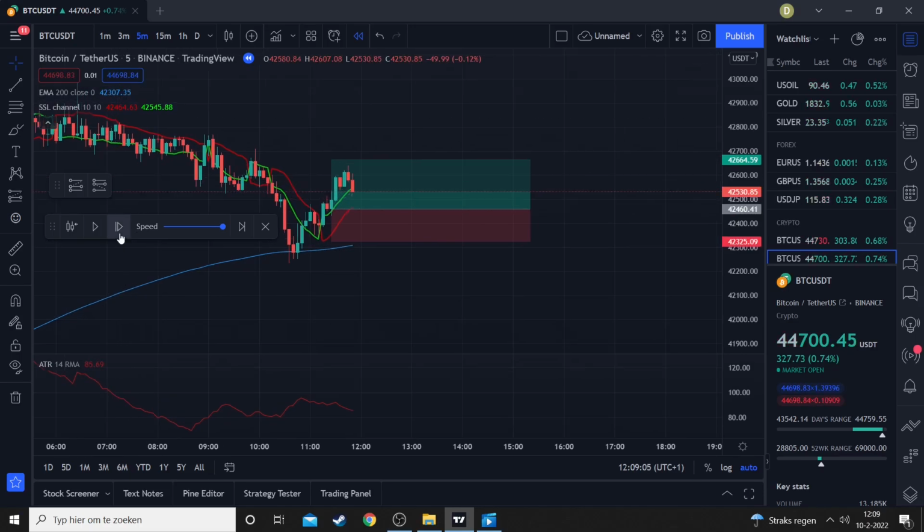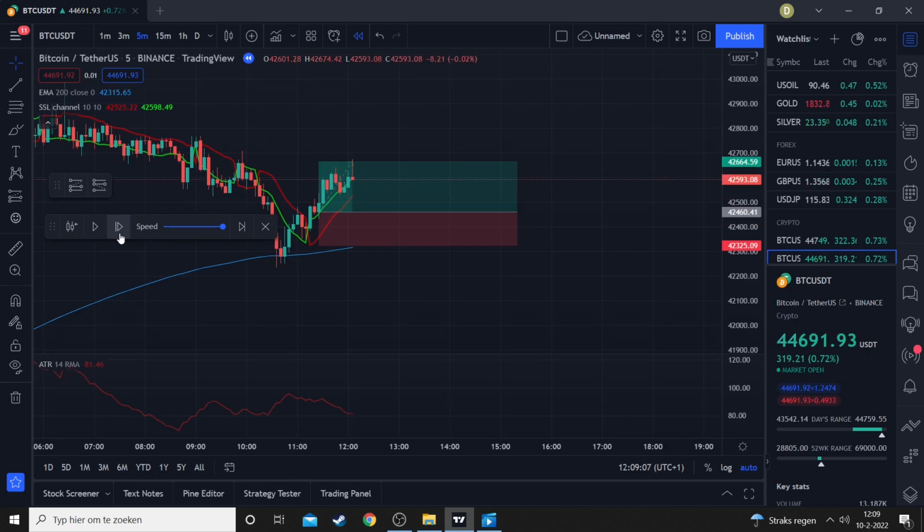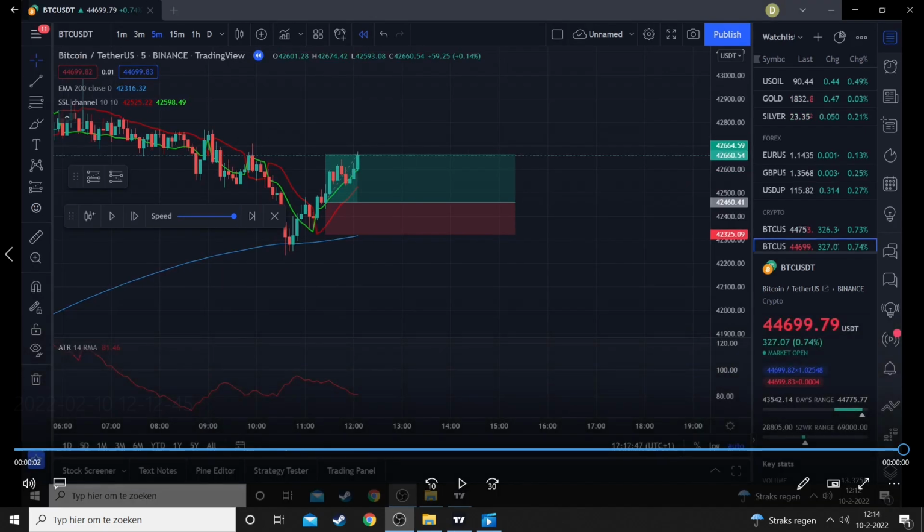Well, like you guys see, it almost hit. The market completely hit the target. So guys, what's very important to remember is the trend is your friend. This was a long position, so now let's take a look at a short position.